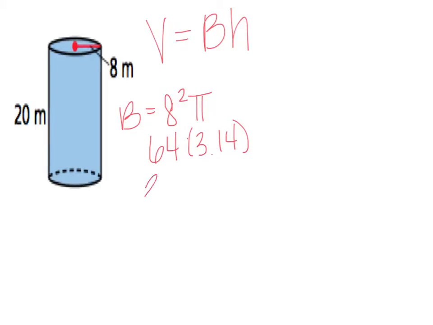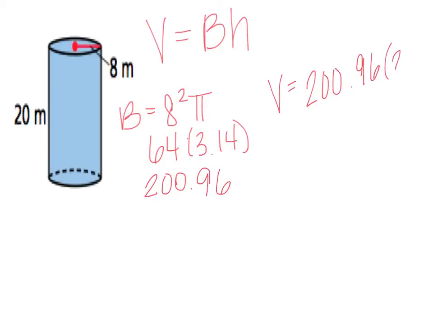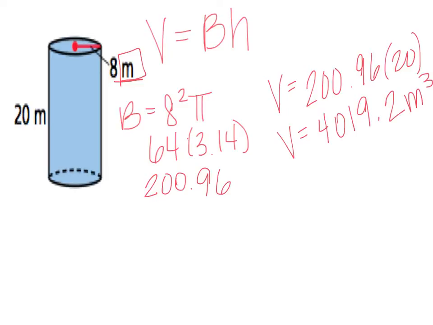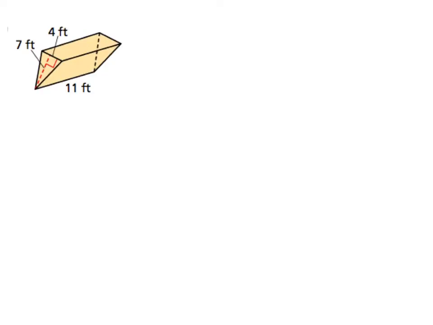Which is going to give me 200.96. So my base is 200.96. To find volume, I know that this base again is 200.96 multiplied by my height of 20. When I multiply those out, I get 4,019.2, and my unit is meters, so I'm going to do meters cubed. The work that I'm going to need to see is how to find your base and what you're plugging in to find volume.